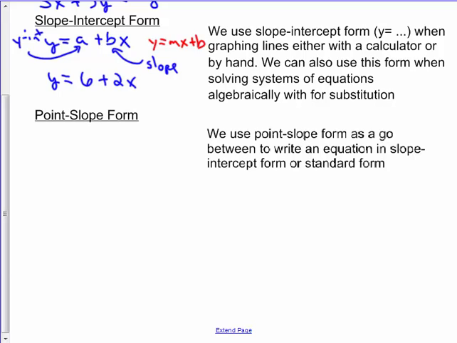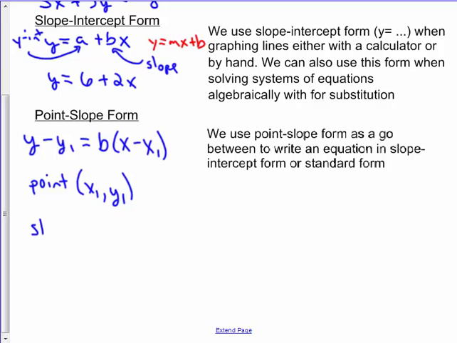The next one, point-slope form. We kind of use point-slope form as a go-between. It's usually something that when I'm given a point and given the slope, I can write it and then change it into something else. I can either change it into standard form or change it into slope-intercept form. I don't use it much for graphing, and I don't use it much to solve algebraically. So in point-slope, I'm given a point and a slope. The point is x1 and y1. The y and the x are my variables, and then the slope is b there.